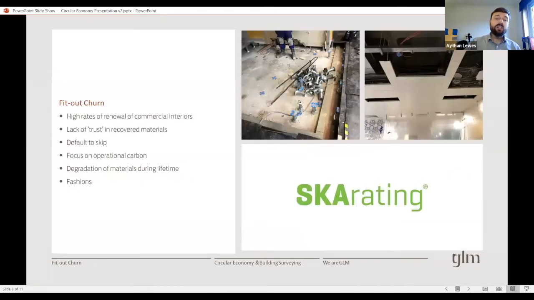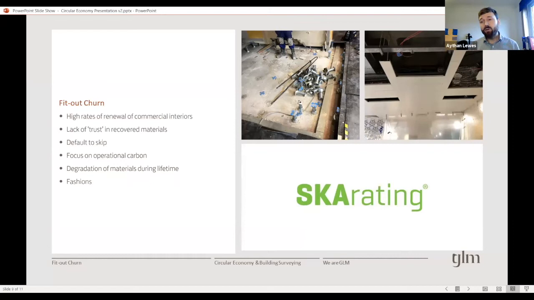So I want to give an example here that showed the real challenges of acting in line with circular aspirations, even when the actual aim of the project should support it. Commercial interiors are some of the worst offenders for skipping large quantities of reasonably young materials, huge amounts of waste. Several years ago, the RICS developed SCAR rating, which is a system designed to promote more sustainable practices in this sector. It quickly sank from view.